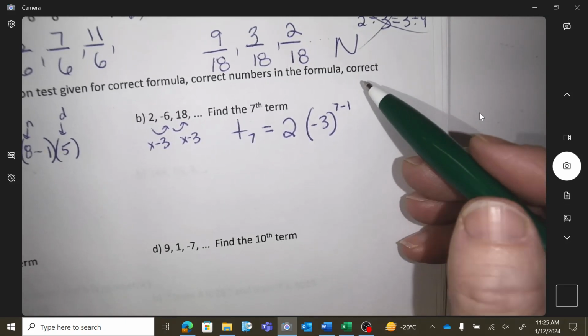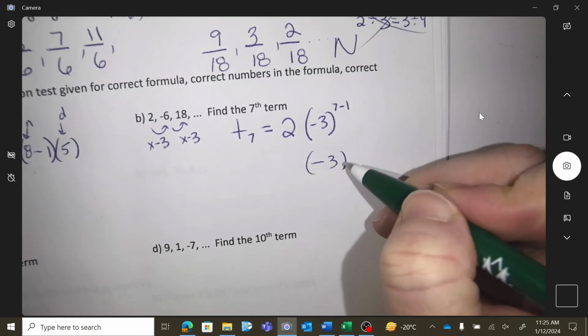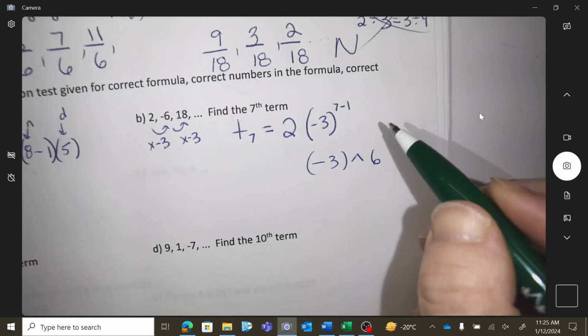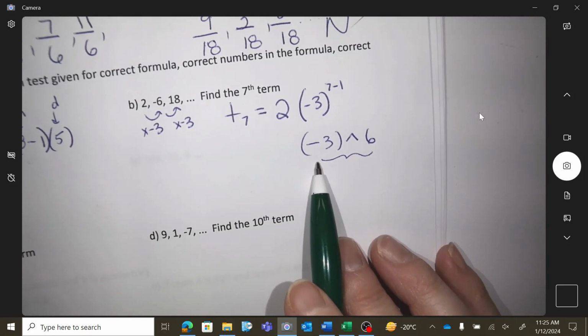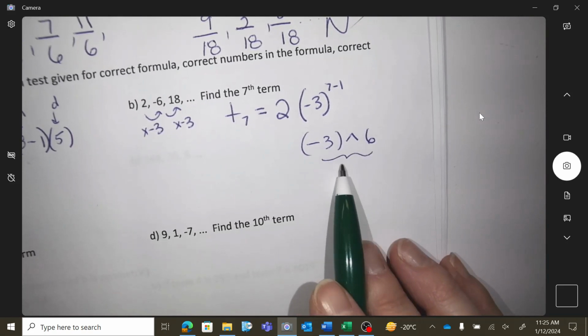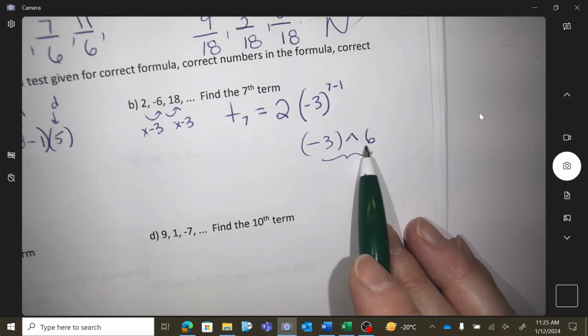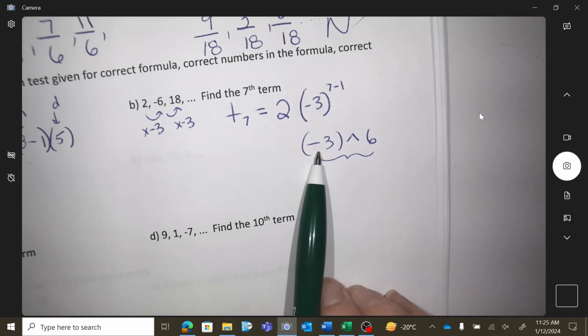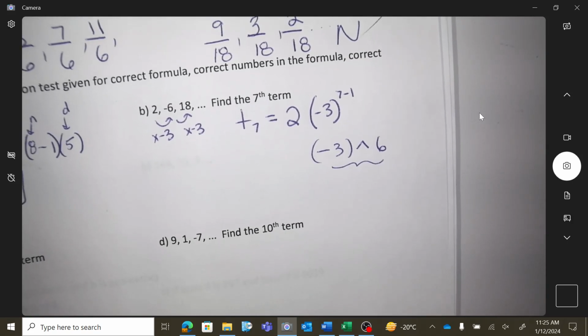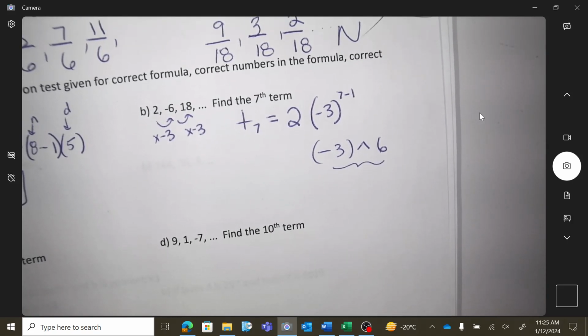So in your calculator, you have to have a bracket on that -3 to the 6th. Please don't write 7 minus 1. You should just do that in your head. So -3 to the 6th, that should be a calculator maneuver.